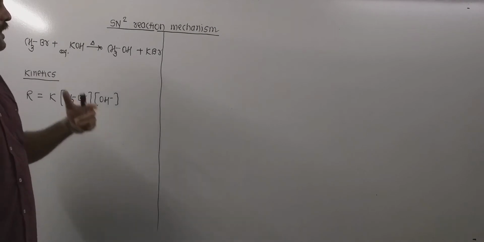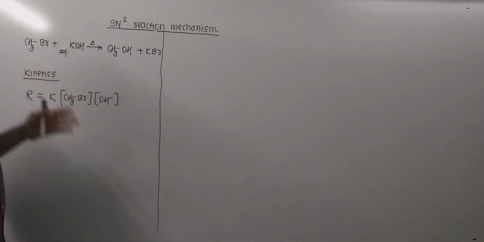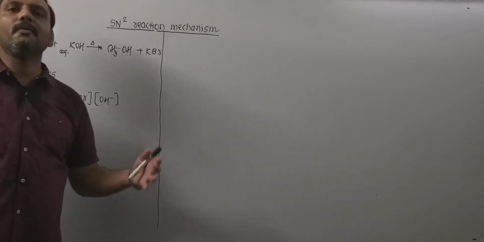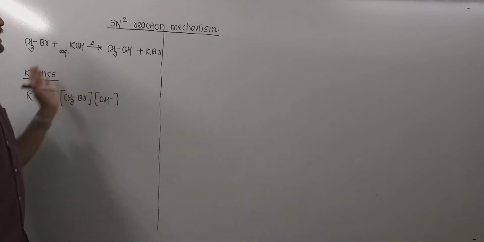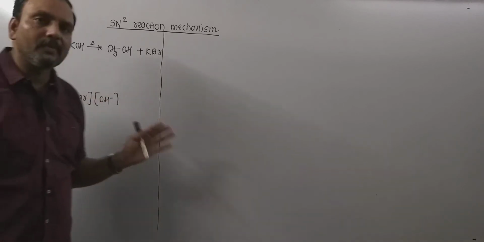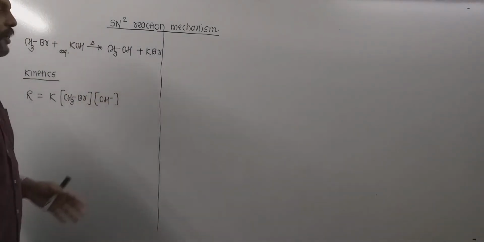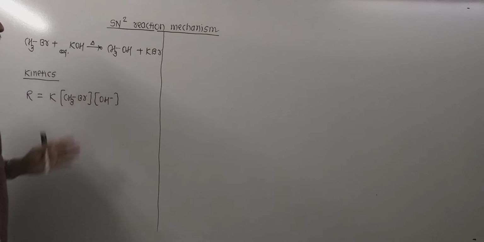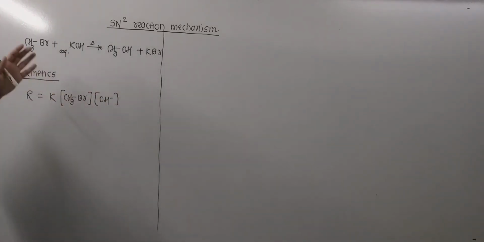Now take a look. We consider one of the finest examples of SN2, that is the alkaline hydrolysis of methyl bromide. So when methyl bromide is boiled with aqueous alkalis like KOH, instead of KOH one can use NaOH as well, methyl alcohol is obtained, and this reaction follows the SN2 path.